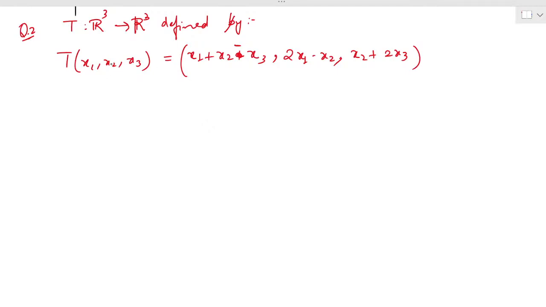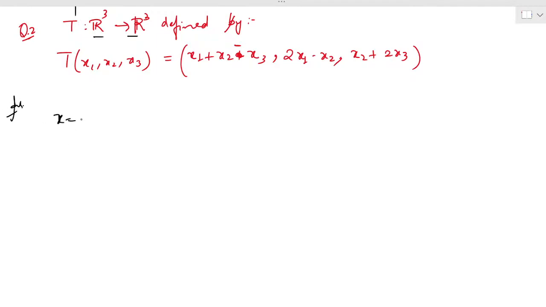What is a transformation? Understand, you supply me 3 tuples, that is x1, x2, x3. The first one on the range side will transform into x1 plus x2 minus x3. So it's no longer going to be x1, it's going to be this, and this, and this. So obviously this represents a certain transformation from R cube to R cube. Let us try to find whether this is a linear transformation or not.